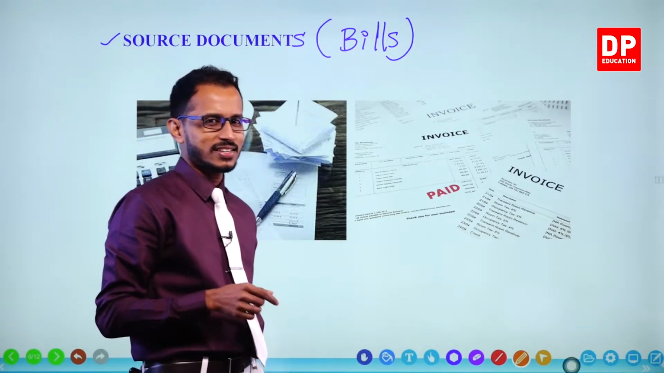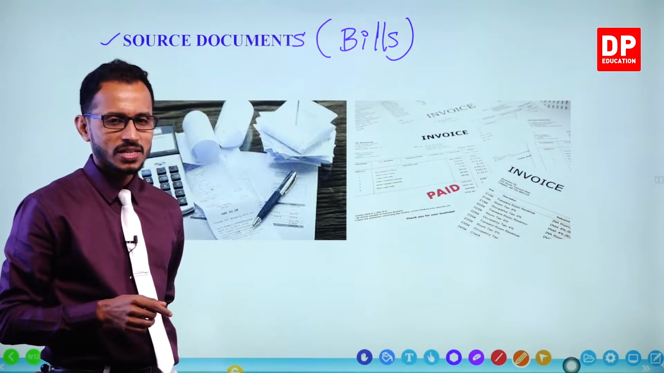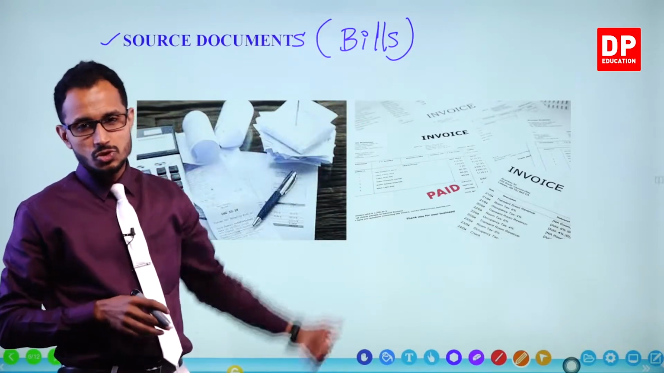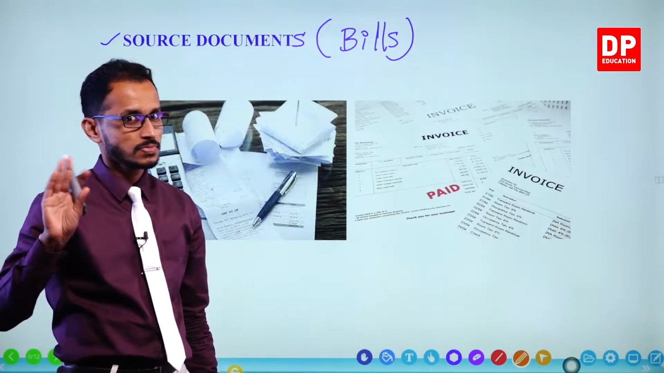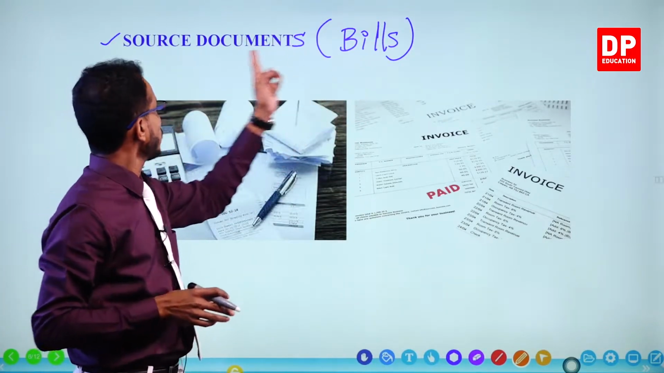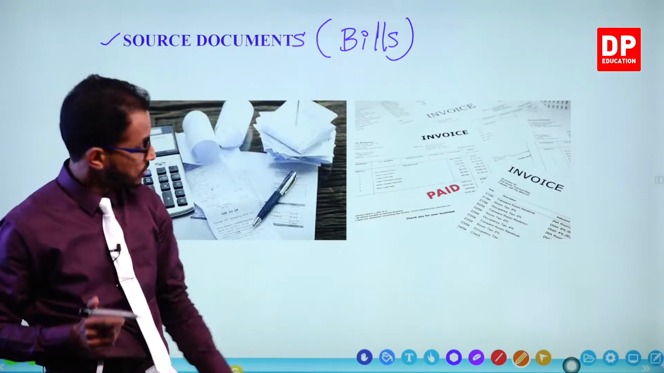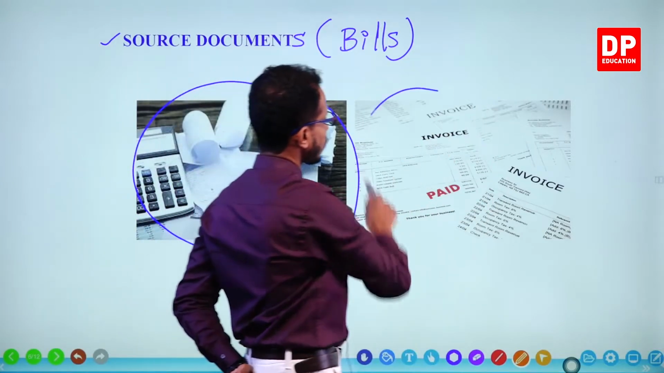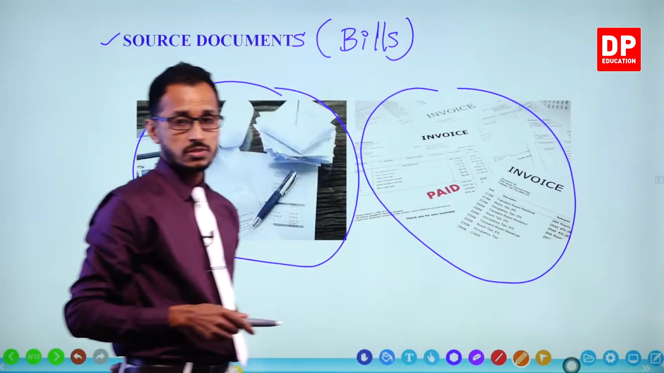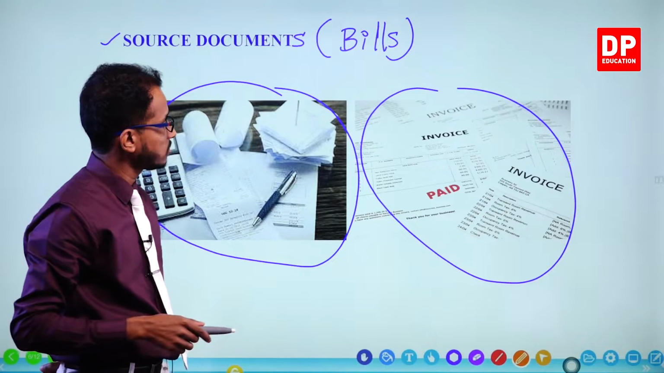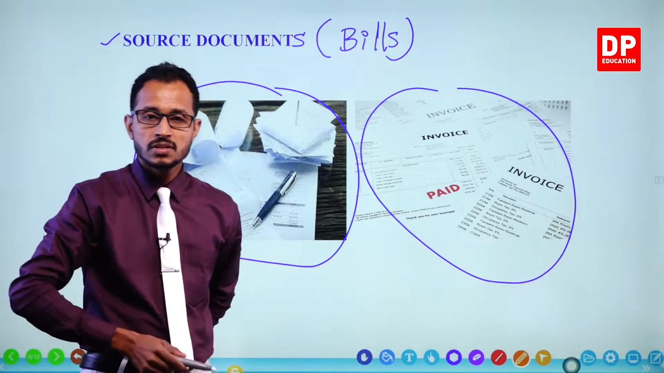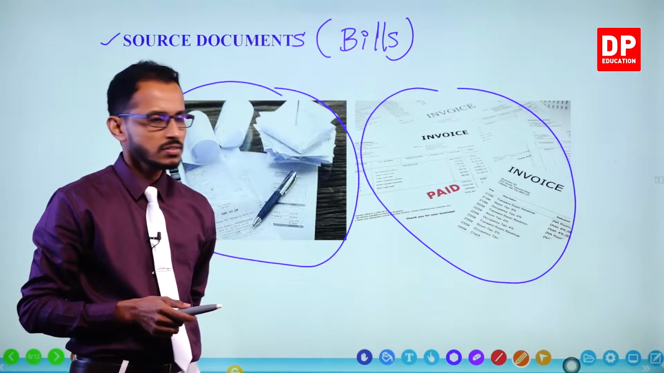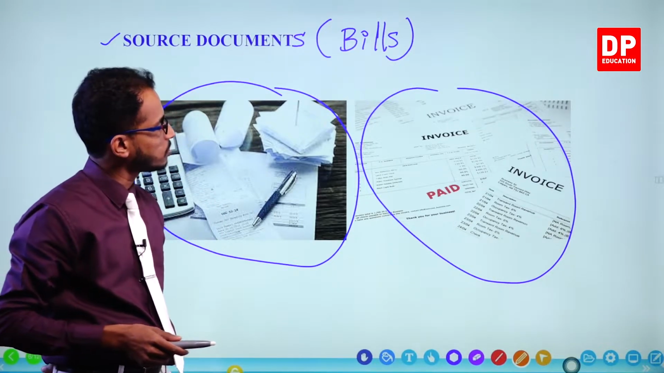Don't tell me that you don't know about bills. Bills is the common word which is used, not the proper word. The proper word is source documents. You can see a lot of source documents right here. A lot of bills, invoices, receipts, vouchers. A lot of source documents.